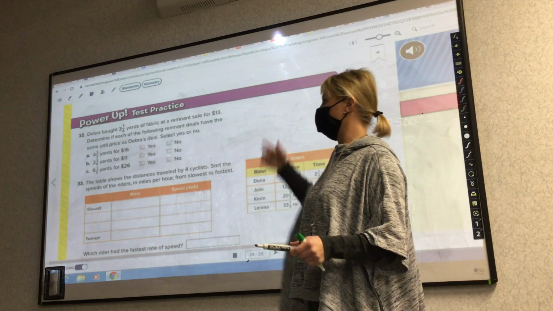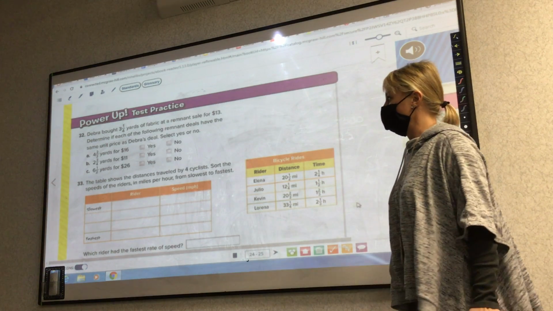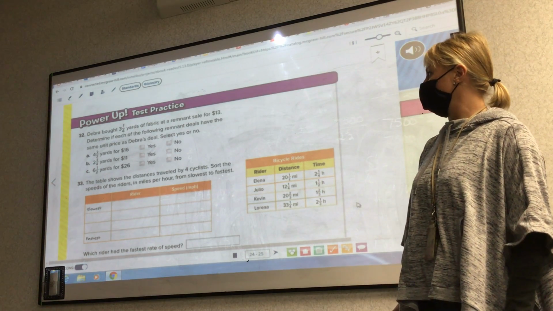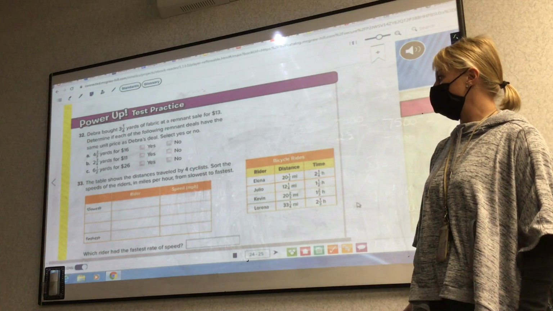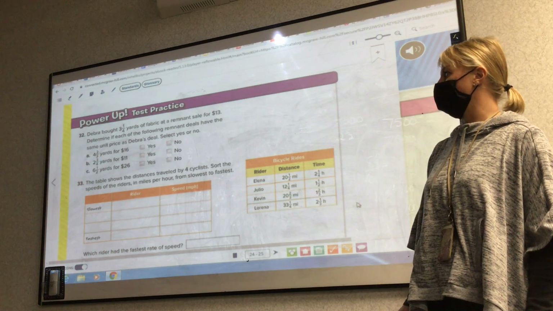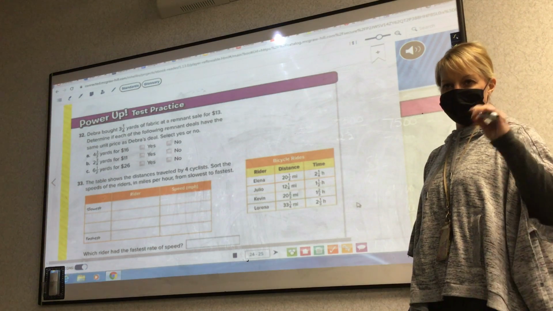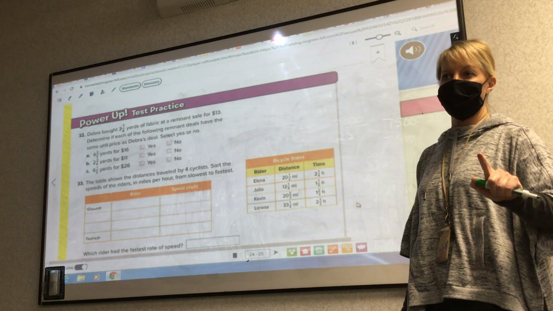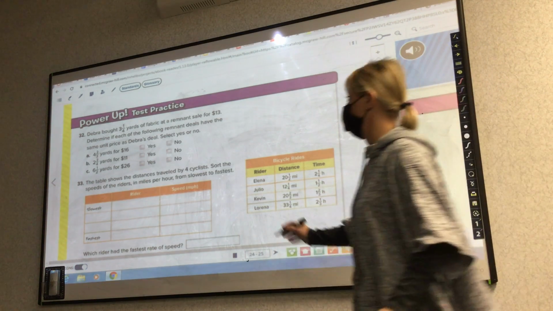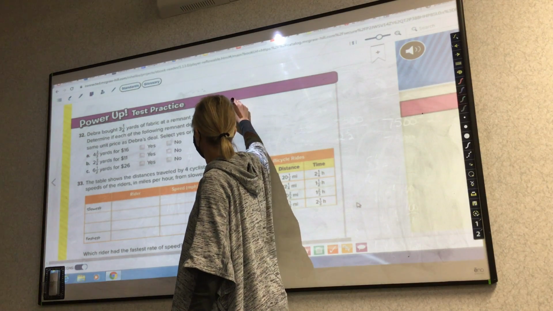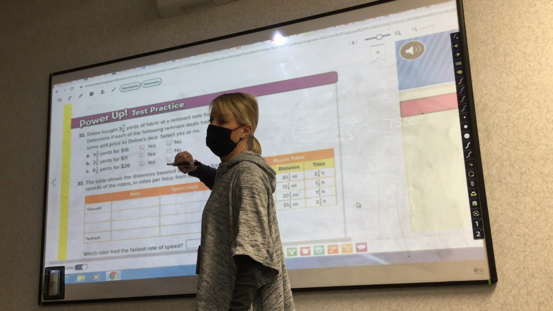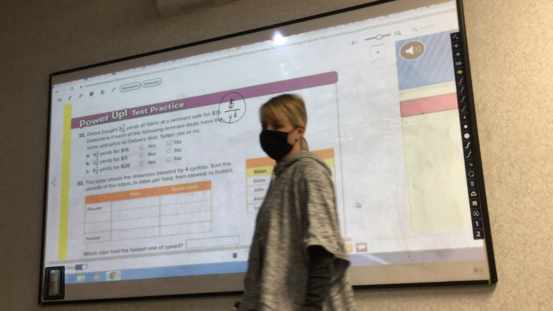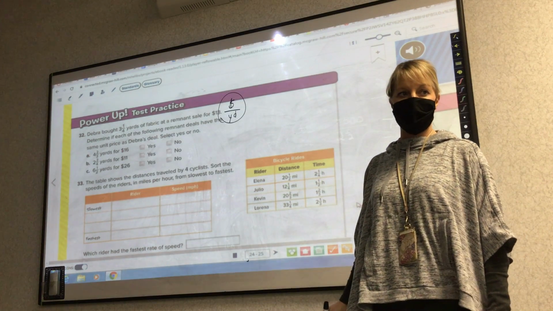So it says Deborah bought 3 1/4 yards of fabric at a remnant sale for $13. Determine if each of the following remnant deals have the same unit price as Deborah's deal. Select yes or no. Unit price. So I'm going to just start with a label. What goes on top? Dollars. So it's always going to be my cost. Now this is cost per what? Yard. And then I'm going to circle that, so I know that that's what I do. If you didn't do that, go ahead and do it and make sure it's there.